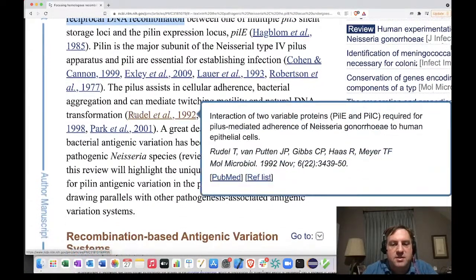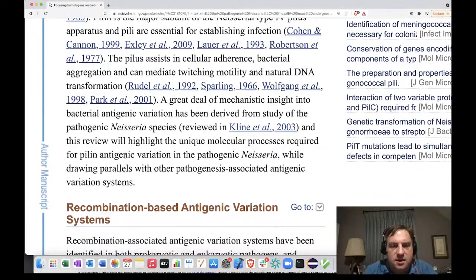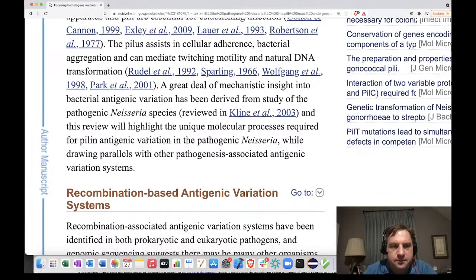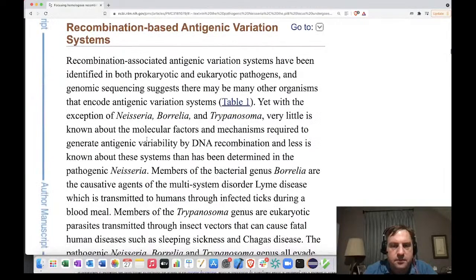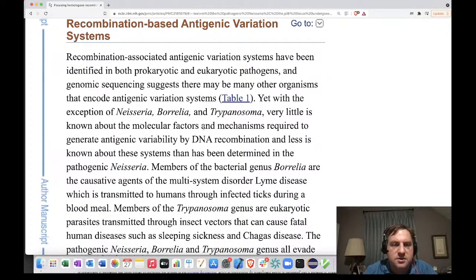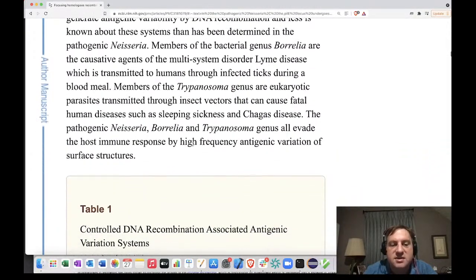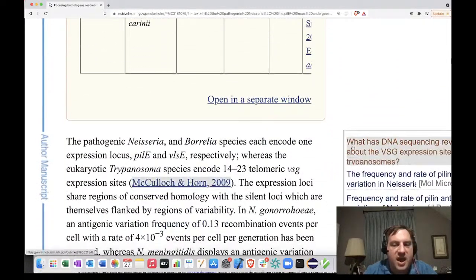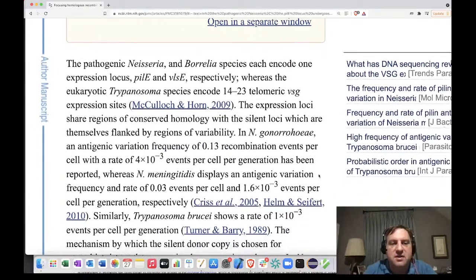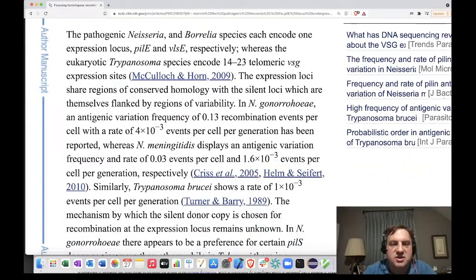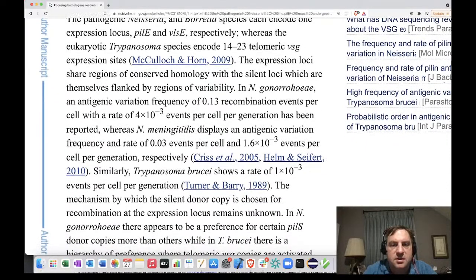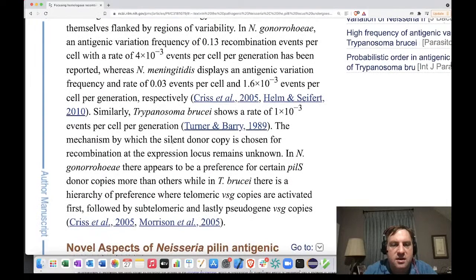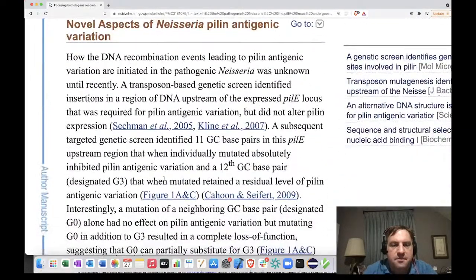Okay, so it's a non-reciprocal DNA recombination. Let's see here. I was thinking there's some other things that we need to look at here. So this goes into some of the molecular factors of the system, which is interesting, but I'm not sure that they actually have the complete system fully done yet. This is more of a suggestion of where they're looking. Let's see here. We talked about VSG already.